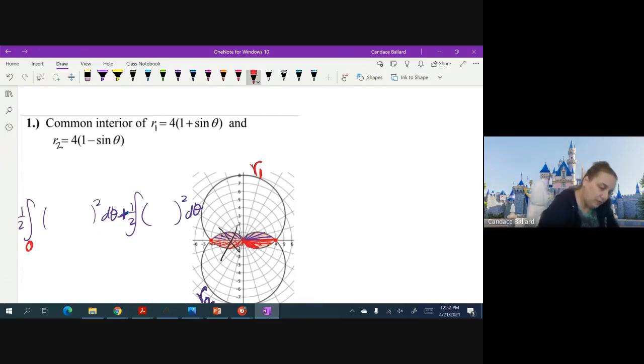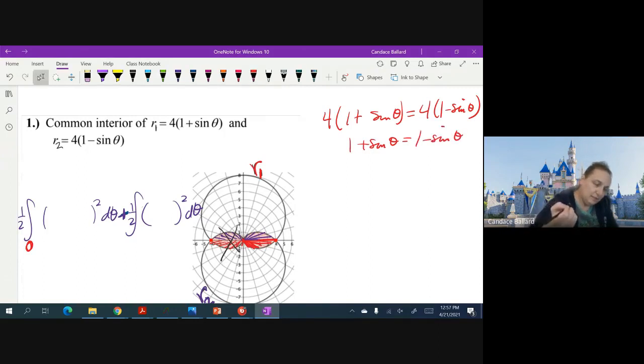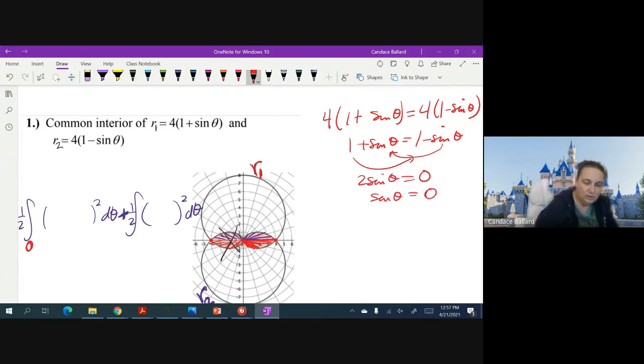All right, so we've got 4 times 1 plus sine theta equals 4 times 1 minus sine theta, which the 4s are going to go away, aren't they? So 1 plus sine theta equals 1 minus sine theta. Let's see. I'm going to subtract the 1 that way. It's going to be 0. I'm going to add the sine, so it's going to give me 2 sine theta. So it says sine theta equals 0. We'll let you catch up.